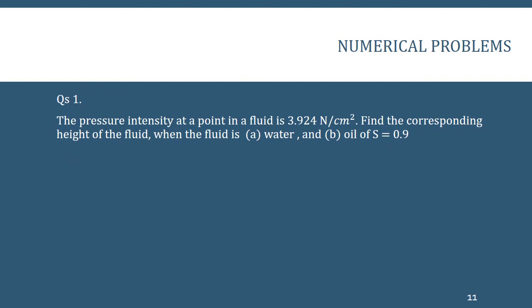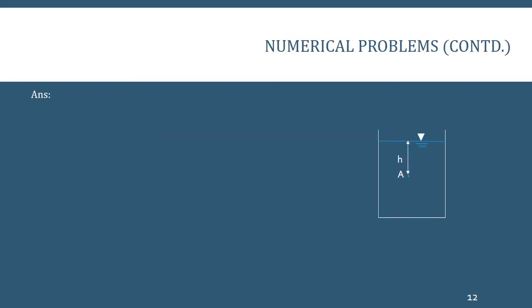Let us do a problem. The pressure intensity at a point in a fluid is 3.924 Newton per centimeter squared. Find the corresponding height of the fluid when the fluid is A, water, and B, oil of specific gravity equal to 0.9. So if you are confident enough to do this problem, you can pause this video, move ahead and solve the problem and just check the answer for the solution. Okay, otherwise, I'll just move ahead with the solution.